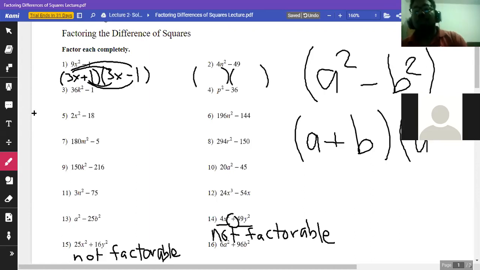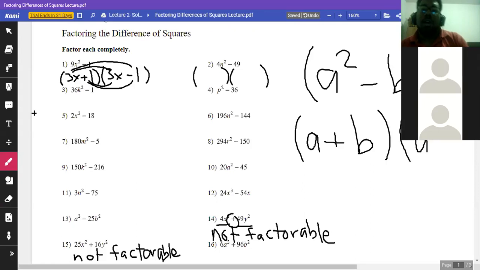So 4n squared minus 49. Can anyone tell me what the square root of 4n squared would be? 2n. Yeah, good. And what about the square root of 49? Yep, I know you're all thinking 7. 7 times 7 makes 49. Then I just add my plus and my minus, and I'm done.